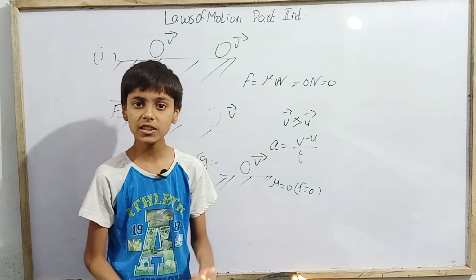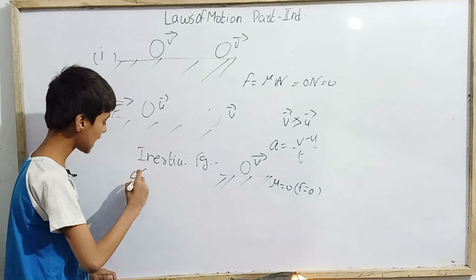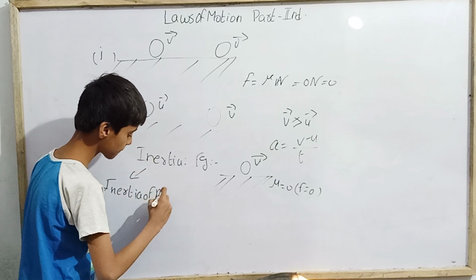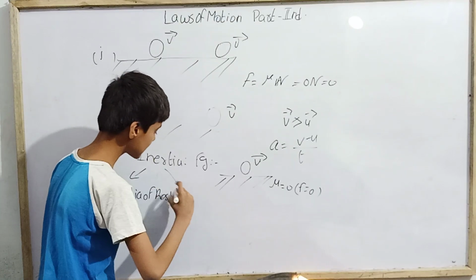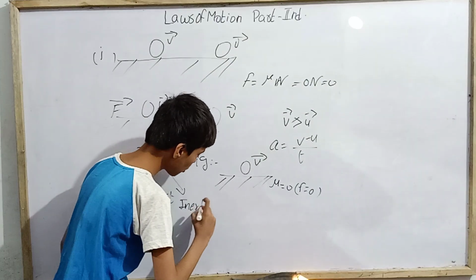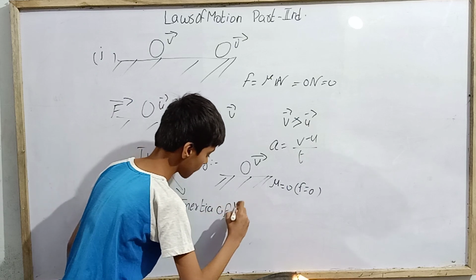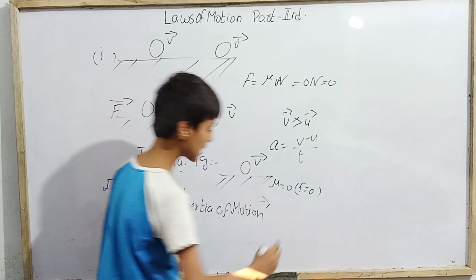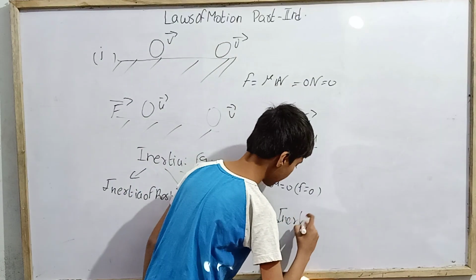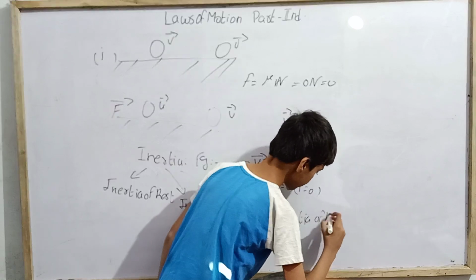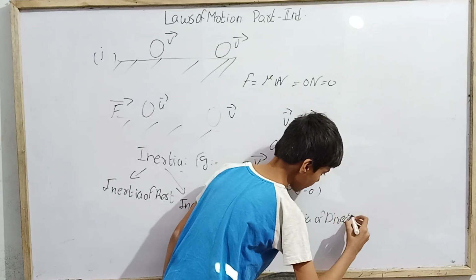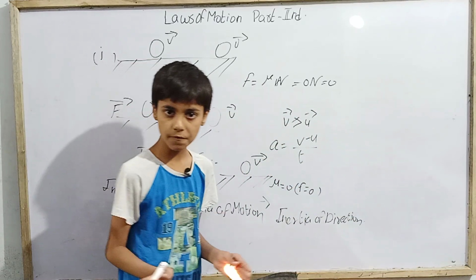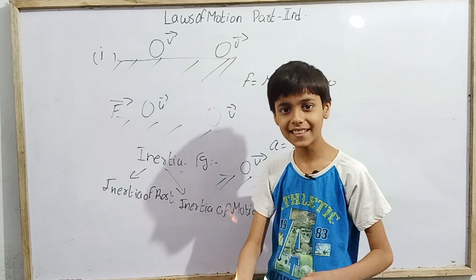But if we talk about kinds of inertia, generally we write three kinds. First is inertia of rest, then inertia of motion, and the final kind is inertia of direction. So there are in total three kinds of inertia: inertia of rest, inertia of motion and inertia of direction.